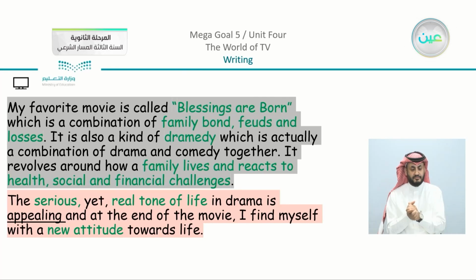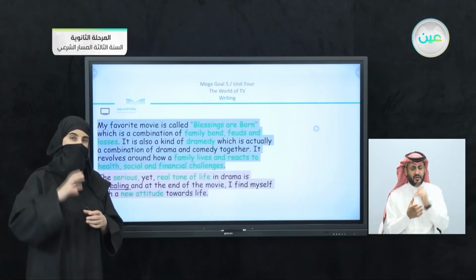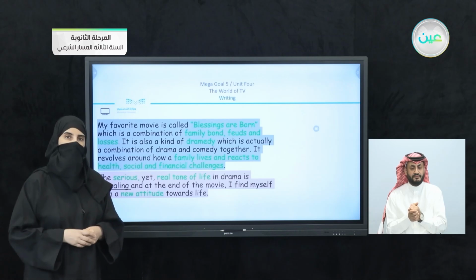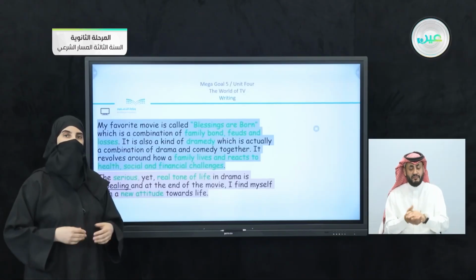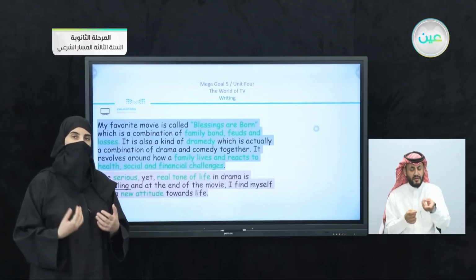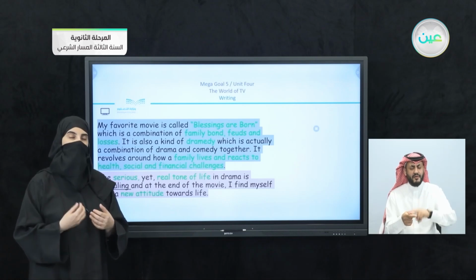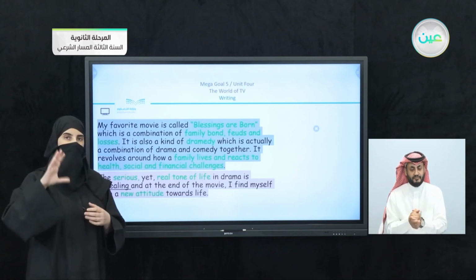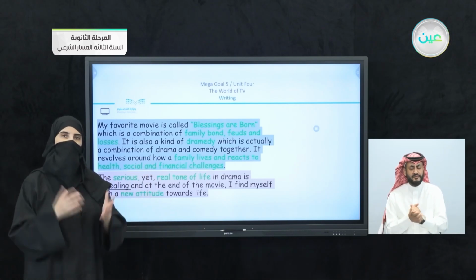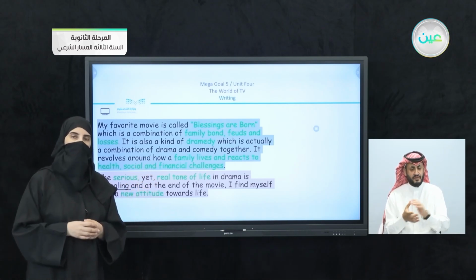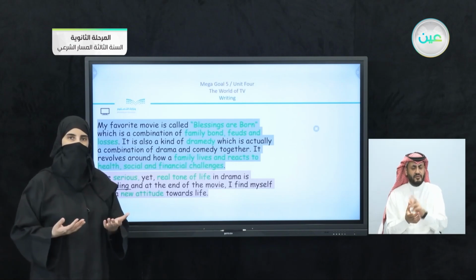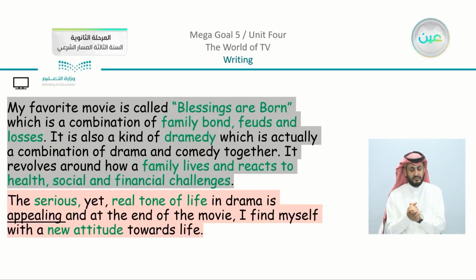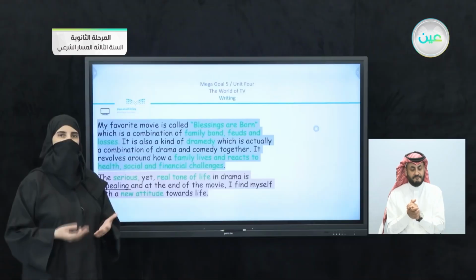Now you can see in the gray color here that this is going to be the second part of the main paragraph. We have here, my favorite movie is called Blessings Are Born. Still, you can see that there is the personal touch, and I am talking about something that I am interested in personally. So first of all, in the first part, I wrote generally what genre I like or prefer. And now I'm specifically writing what the movie is. Now we have here Blessings Are Born, and I'm going to show what the movie is about.